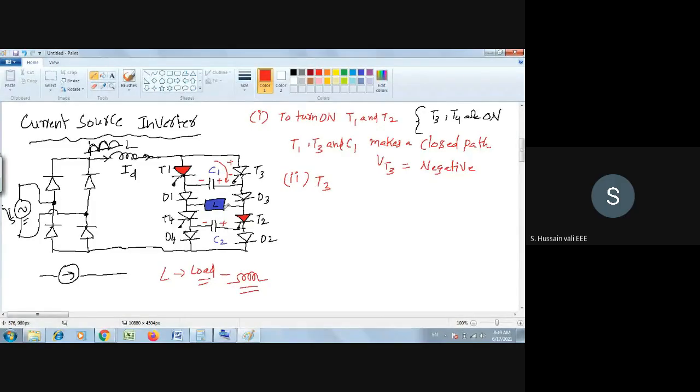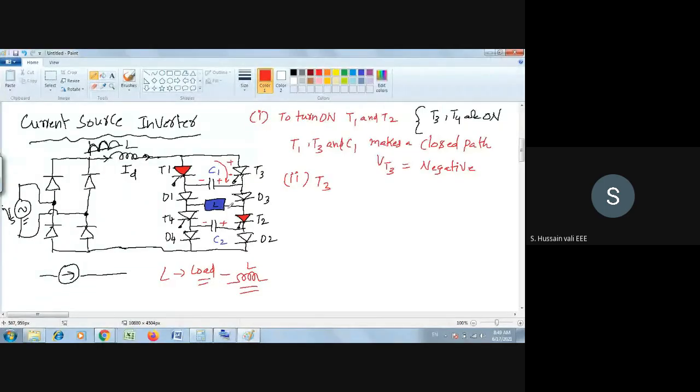So we'll do one thing. We'll approximate the load as an inductor. It may not be an exact inductor, but when we consider this as an inductor and go to the explanation, even though it is not exact, there is a deviation, and that deviation will not affect the operation. That is practically proven. So we will consider L as an inductor.